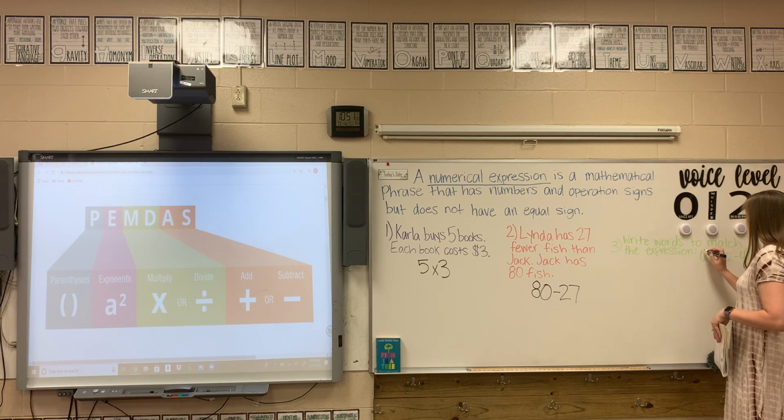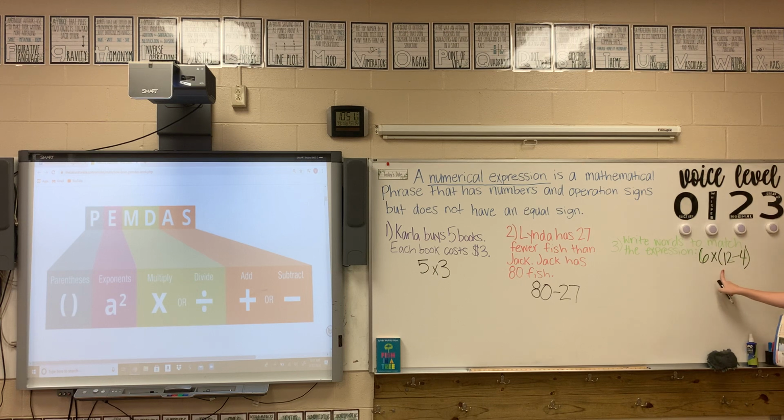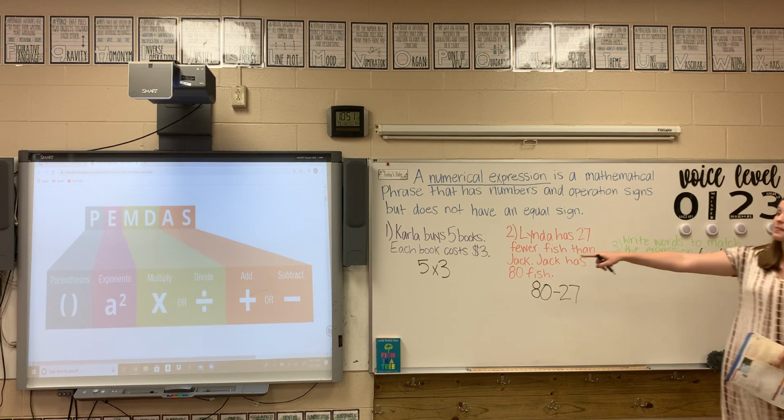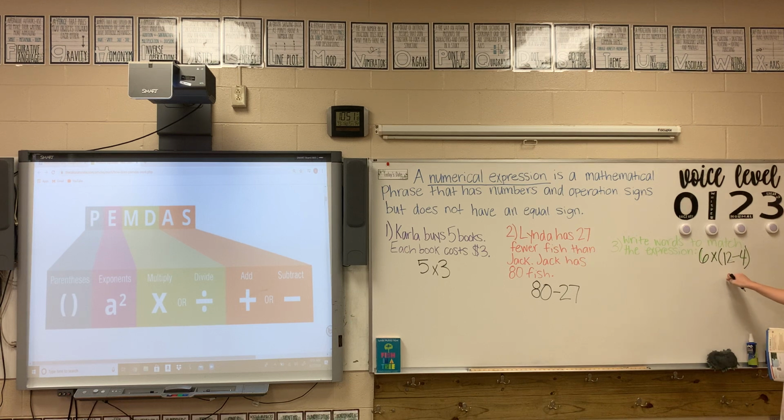Our expression, I don't know if you can see that, I'll go over it really quick, is 6 times 12 minus 4. What do you notice about that 12 minus 4? It's in parentheses, right? If we go back to what we talked about at the beginning, our order of operations, we have to do what's inside of the parentheses first, right? So we would have 12 minus 4, and then we would have to multiply by 6. So what do you think a word problem could be that would match this expression? I'll give you a few seconds to think.